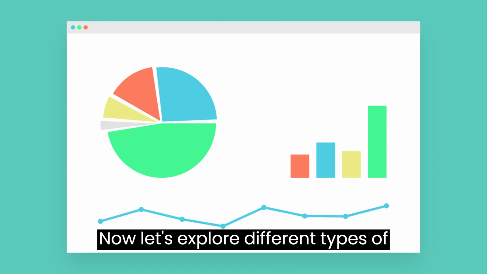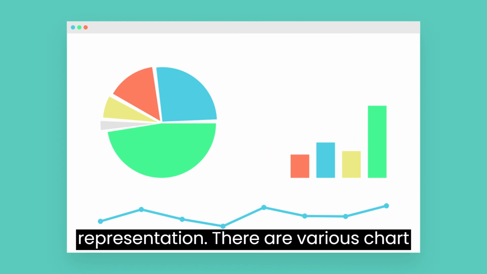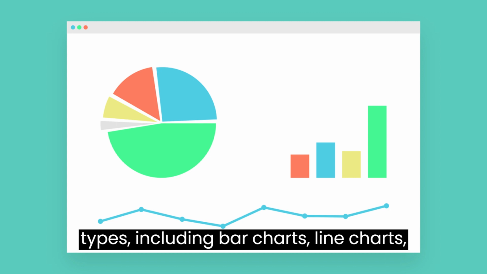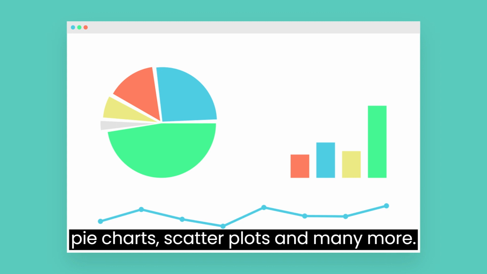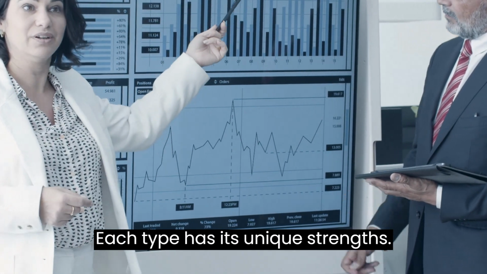Now, let's explore different types of charts and their applications in data representation. There are various chart types, including bar charts, line charts, pie charts, scatter plots, and many more. Each type has its unique strengths.